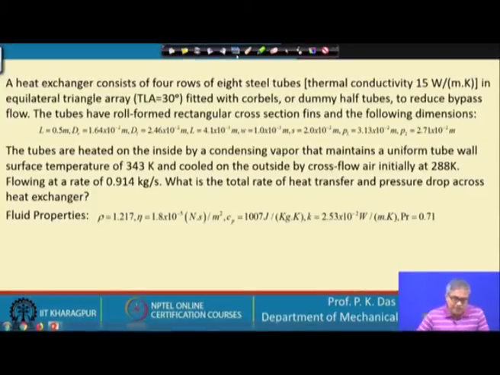And fluid properties have been given. The air density has been given, air viscosity has been given, Cp has been given, K thermal conductivity of air has been given, and the Prandtl number has also been given. So, with this let us go to the next slide.